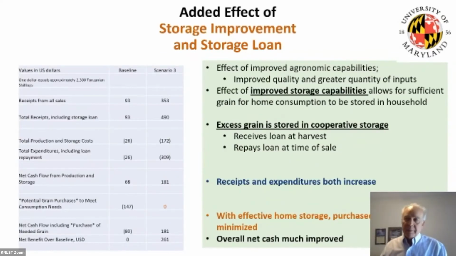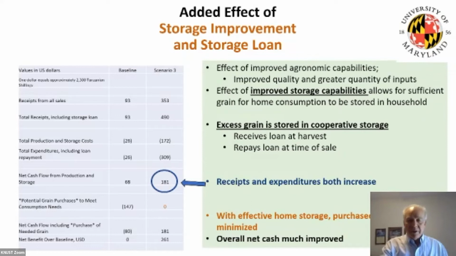Now we're going to add a third option that Aringa Hope is working with, where we combine better agronomy, improved storage capabilities in the household, and the capability for the farmer to store excess grain in the cooperative storage, which is relatively high quality storage for the region. Plus, the farmer can take out a loan, which provides about 60% of the current market price for grain, the harvest price, that the farmer can then use for necessities, either family necessities or purchasing inputs for the next year. The result of that is a significant increase in receipts.